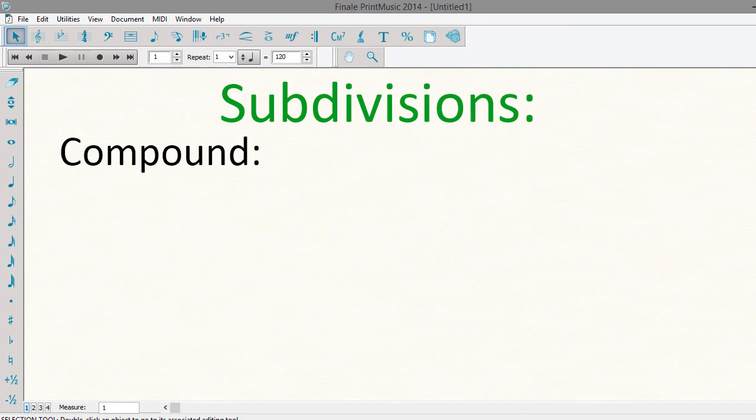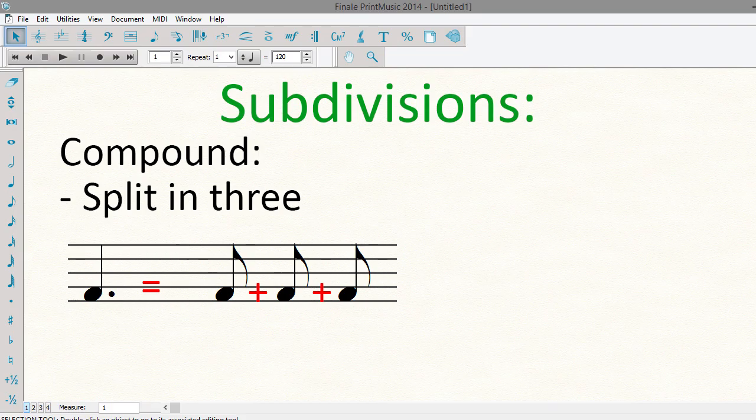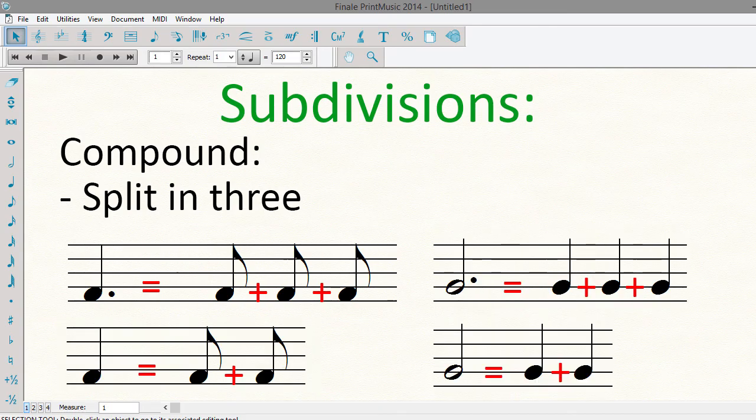But with compound time signatures, your subdivisions are split into 3. We write that in notes using a dot. So if a quarter note has a dot, it means it consists of 3/8 instead of 2. Or if a half note has a dot, it consists of 3/4 instead of 2.